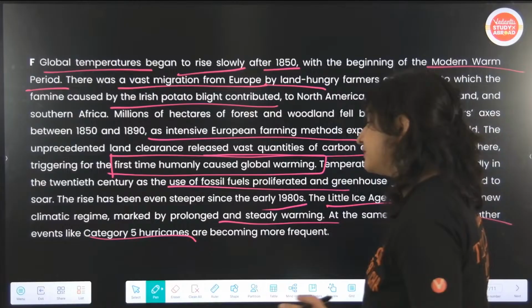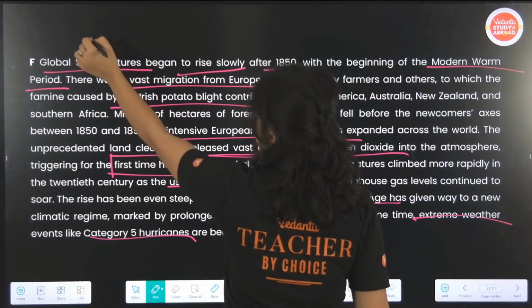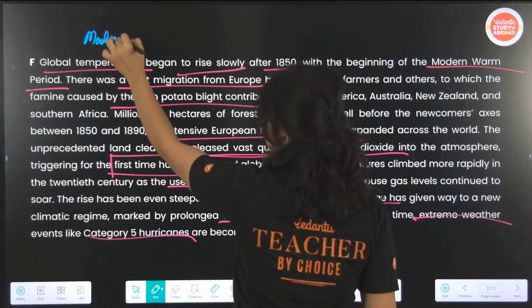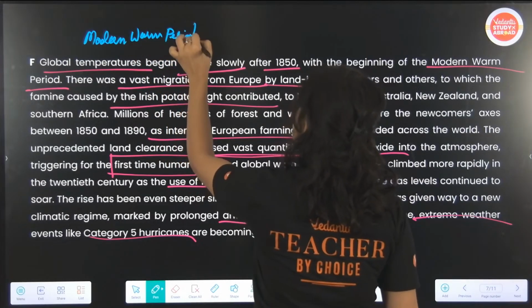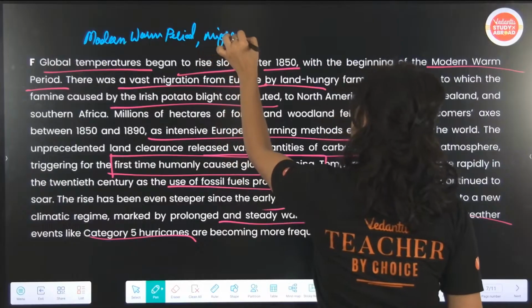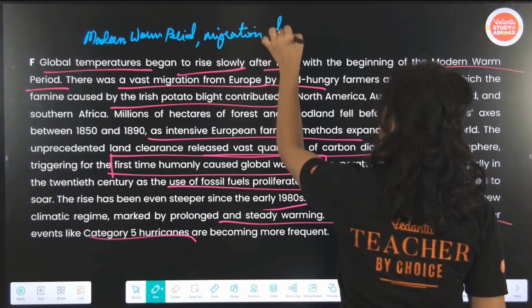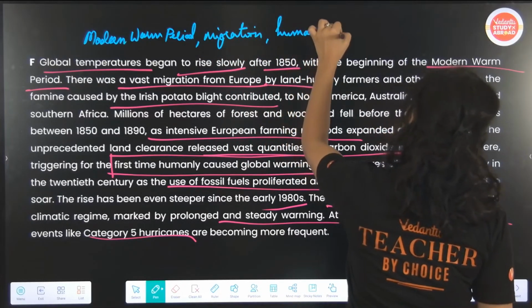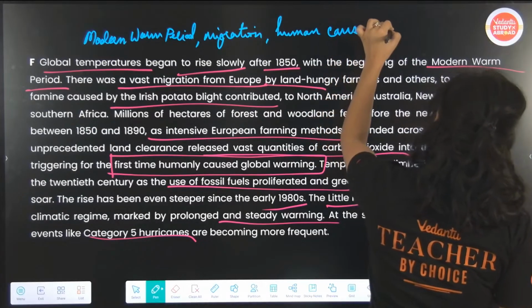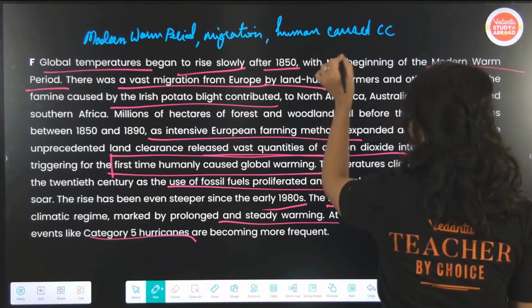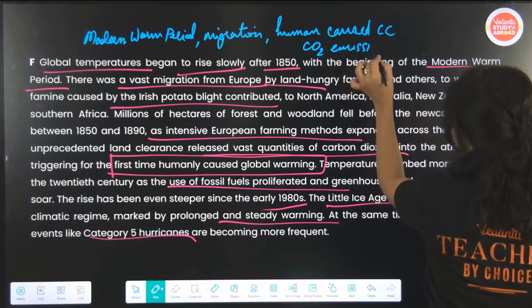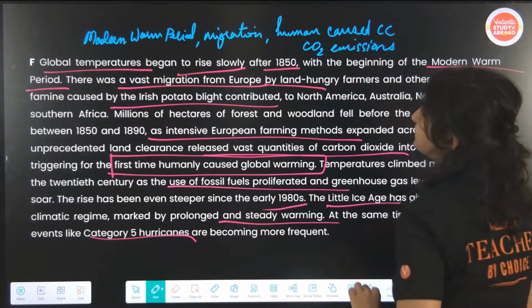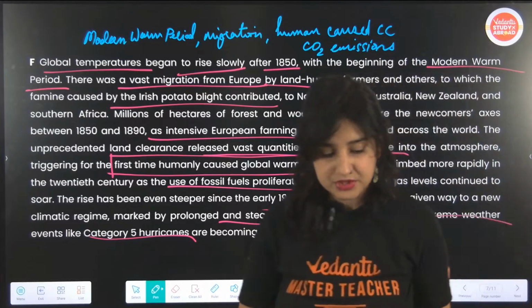Tanmay, that's not enough. So, yeah, we are talking about modern warm period. Migration, human caused climate change. I'm just going to write CC, and because of CO2 emissions. All right, that's what this is about.